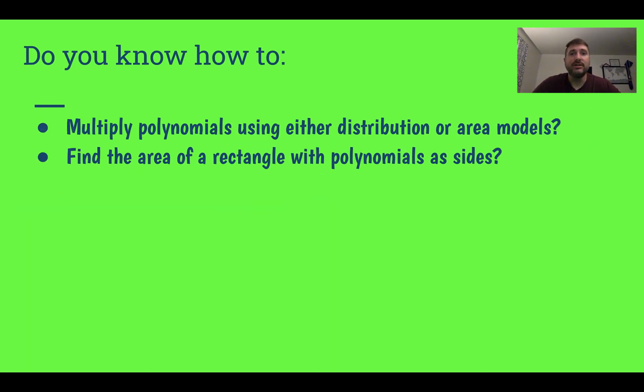So after this lesson, do you now know how to multiply polynomials using either the distribution method or an area model? And can you find the area of a rectangle with polynomials as sides? If you're not sure about those things, go back and look at the different examples for distribution, for the area models, and how those are related to finding the area of a rectangle.